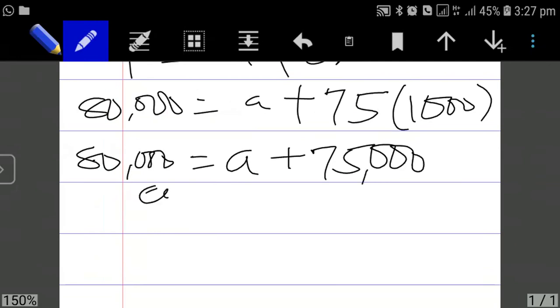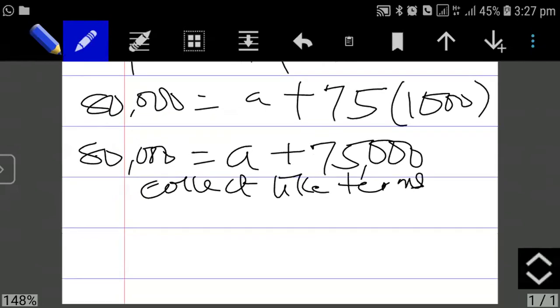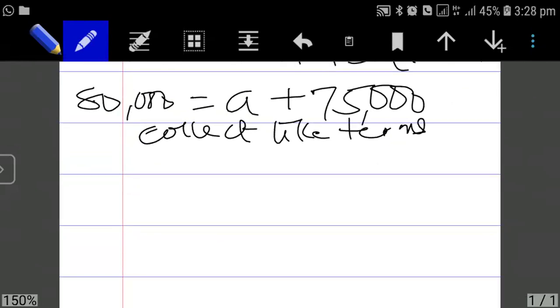Let me write it here for you in case for your study. So to collect the like terms, you will have 80 and 75 as like terms. First of all, write this 80,000. This is A plus. You are transferring plus 75 to the other side. If plus crosses across the equal to, the sign will change to what? Minus. This is elementary mathematics. Transfer the 75 to the other side. You have your what?